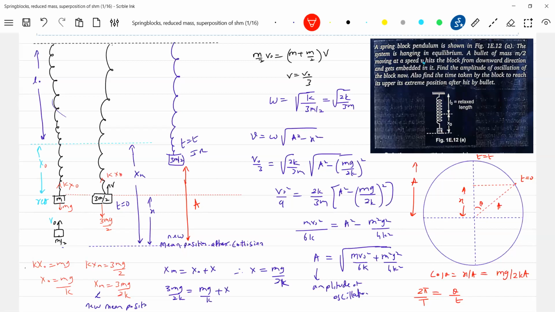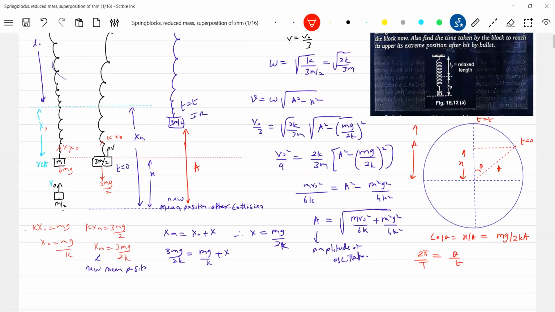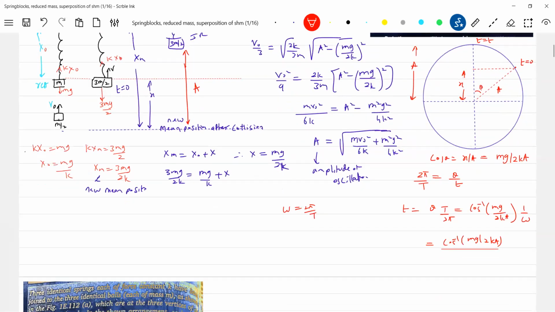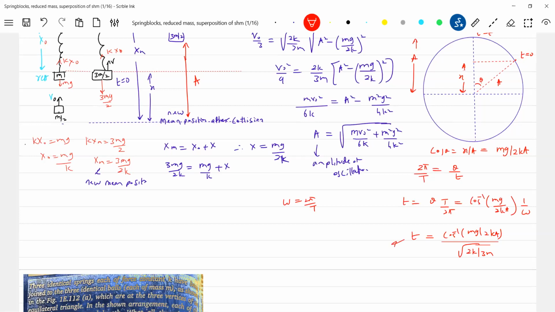But we don't know the time period. Now what is the time period? I think the new omega, we know it, no? From there we can get the time period. Let me go for the calculation part. t equal to theta by omega. Theta is cos inverse of mg by 2kA. We know omega equal to 2 pi by T, so T by 2 pi will be 1 by omega. Omega we have, no? Root of 2k by 3m. This is the time.